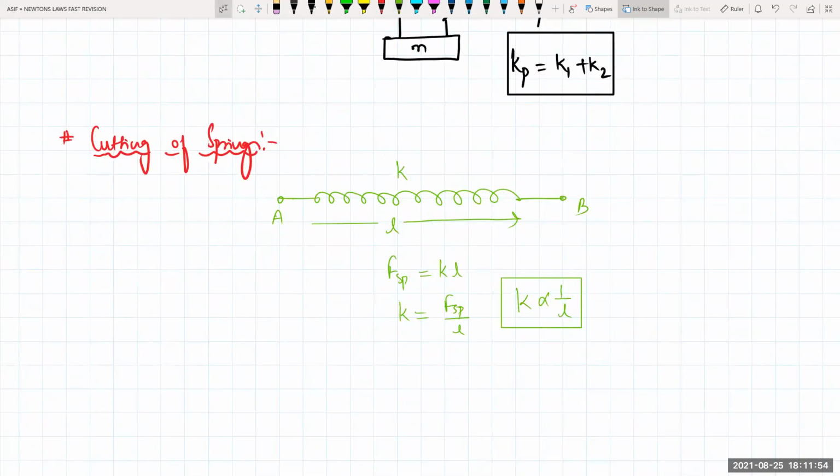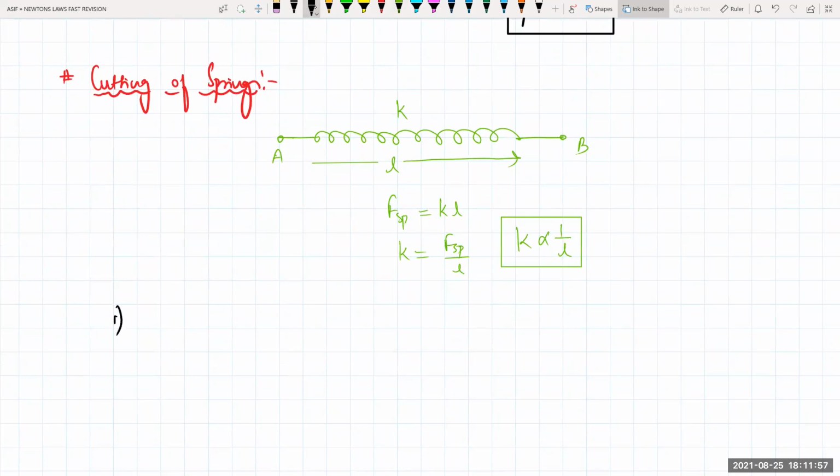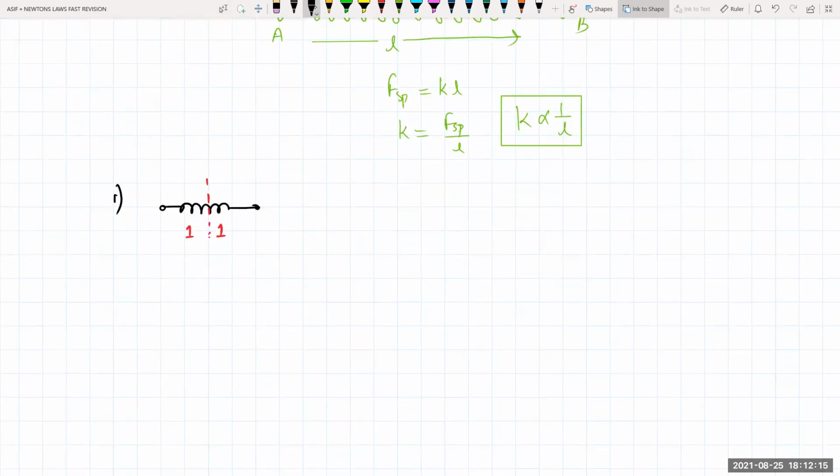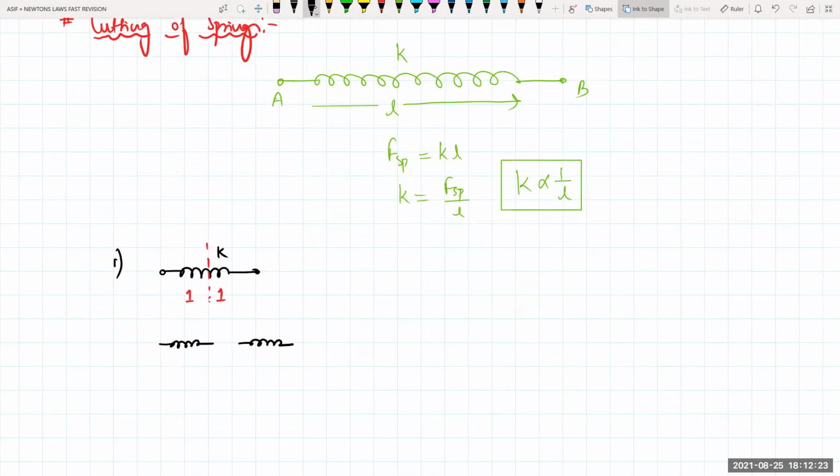So if I cut the spring into two equal parts, for example, I have one spring right now like this, and I cut it exactly at the center, a 1:1 ratio. Now this spring will get one spring constant, and this will be another spring. The original spring constant is K and the original length is L. Now the length is L1 and the spring constant is K1. Now the length is L2 and the spring constant is K2.